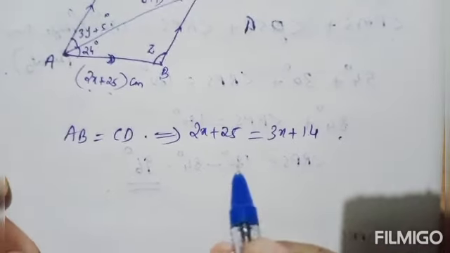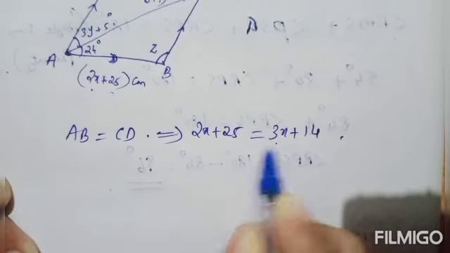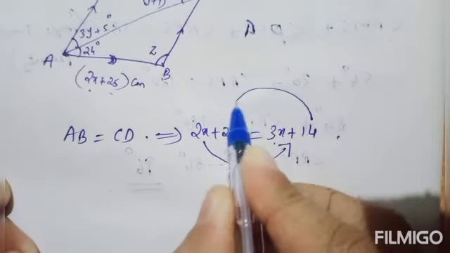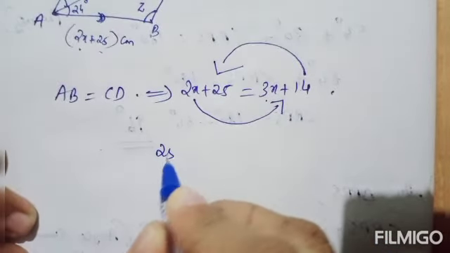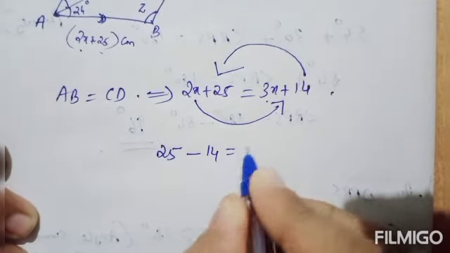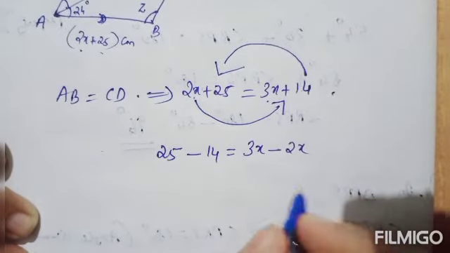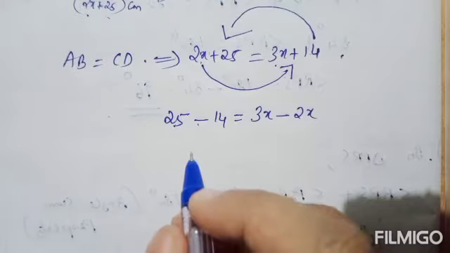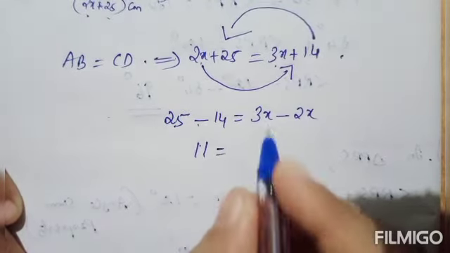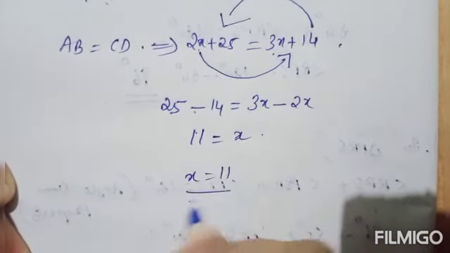Now you can solve this to find the value of x. The 2x you can take to the right side, and 14 you can take to the left side. So what will you get? 25 minus 14 equals 3x minus 2x. The positive 2x, taking it to the other side, becomes minus 2x. Now 25 minus 14 is 11. 11 equals 3x minus 2x, which is x. So the x value we got is 11.